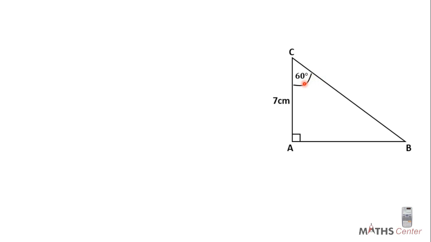We are still considering this angle here, which is 60 degrees. Considering 60 degrees, we said that AC is adjacent and BC is the hypotenuse. So we have adjacent, we have hypotenuse. So what trig ratio should we use? Cos. Cos 60 degrees is equal to adjacent. The adjacent is AC, which is 7 centimeters, divided by the hypotenuse, which is BC. That is what we are looking for.